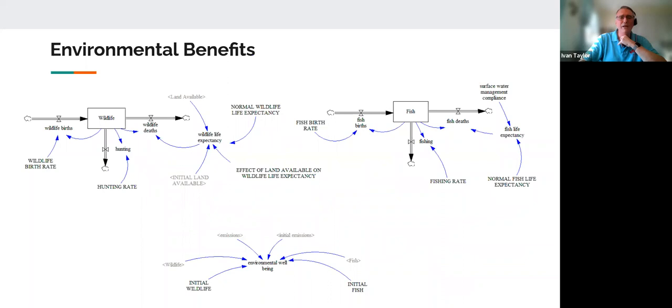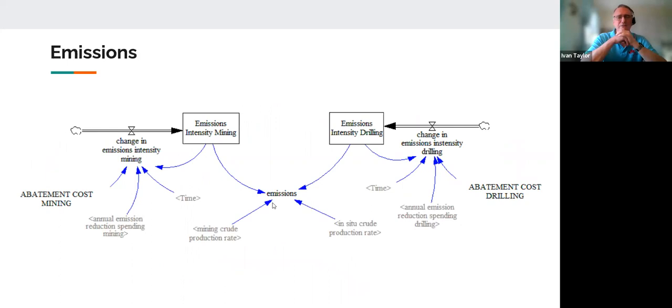And now we have the environmental benefits, where we talk about wildlife and fish primarily, but we also have emissions in there, and emissions is a huge dominating factor in environmental well-being, which I'll get into next. But fishing and wildlife are a huge aspect of the social benefits for First Nations, obviously. And then the next element is emissions. We modeled the emissions intensity from mining and drilling, and then we had this idea of abatement and investments in reduction of emissions for both areas. And then we had total emissions, based on emissions per barrel and on the total production.